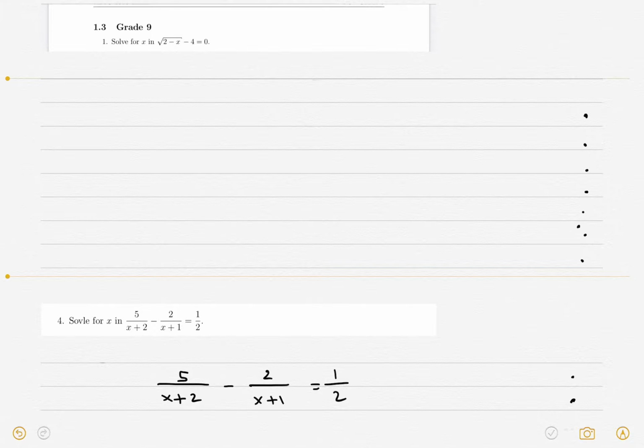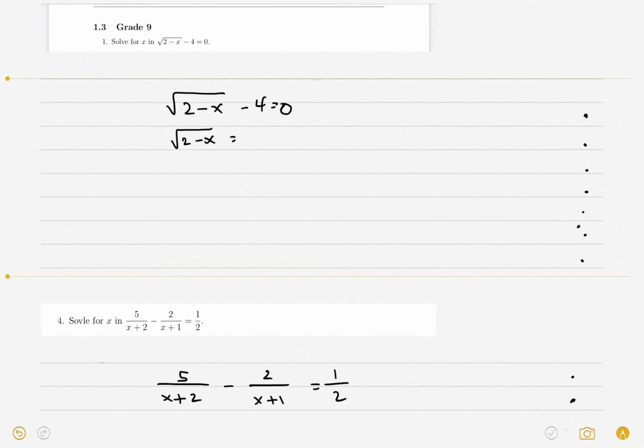So, simulan na tayo. So, we have here, solve for x in the square root of 2 minus x minus 4 is equal to 0. So, paano ba i-solve yung value ng x kapag ganyan yung given equation? So, ang kailangan mo lang is to eliminate the radical sign. So, paano ba? So, ang gagawin mo una, step ay, i-transpose mo yung 4 sa kabilang side ng equation.